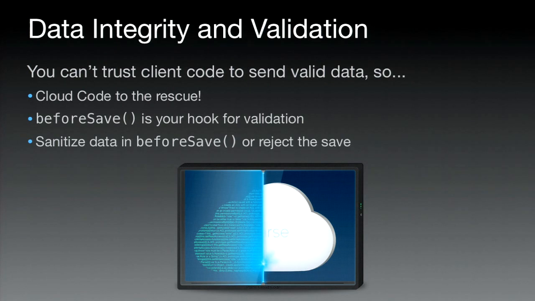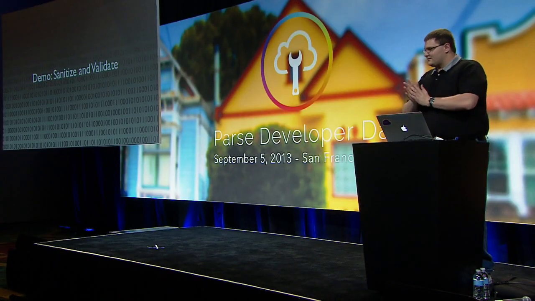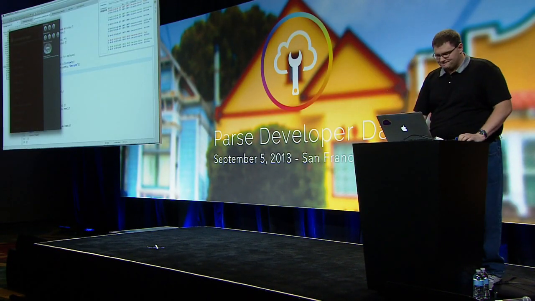Before save, which is one of our triggers, so that happens every time an object is being saved, is your hook for validation within your applications. In addition to the validation stuff, before save can be used to actually sanitize data or compute other fields, anything that you need to do in order to make sure that you've got correct data in your database. So let's switch back to the laptop here, and we'll do a quick demo of sanitizing and validating.